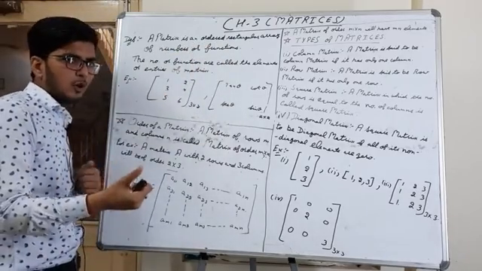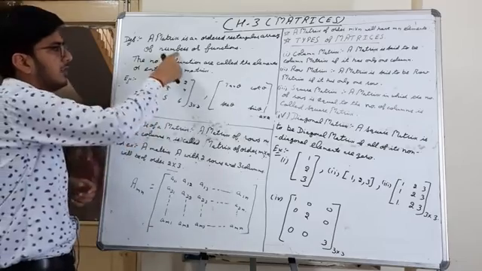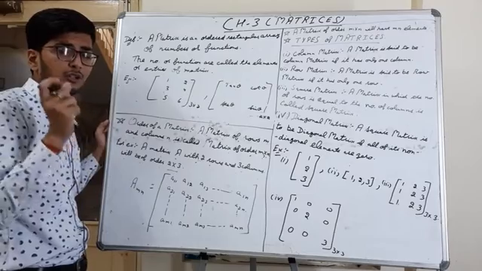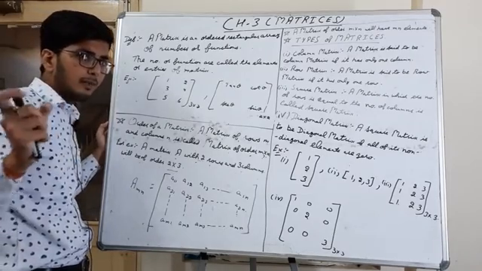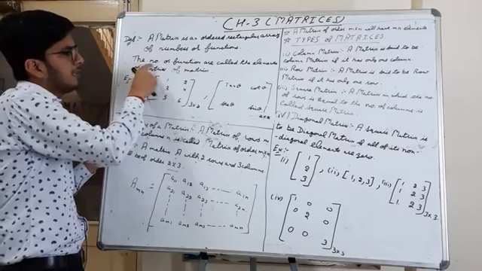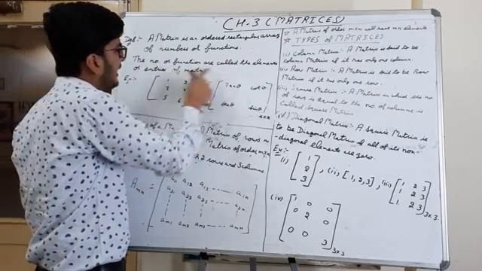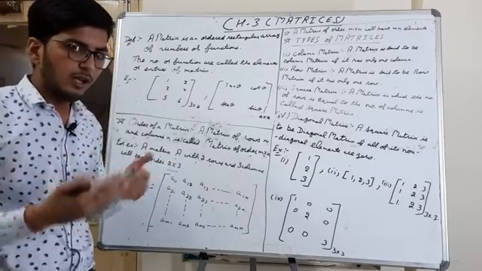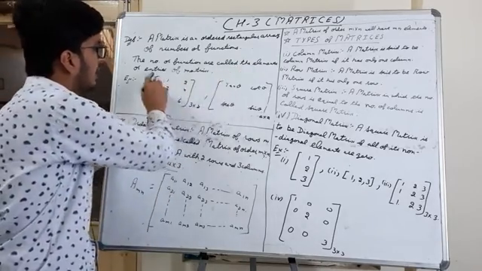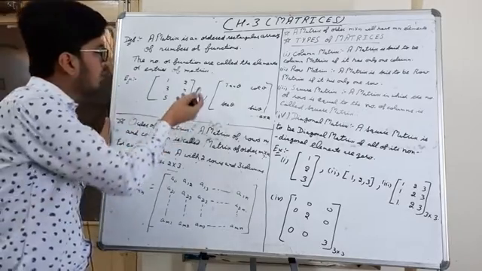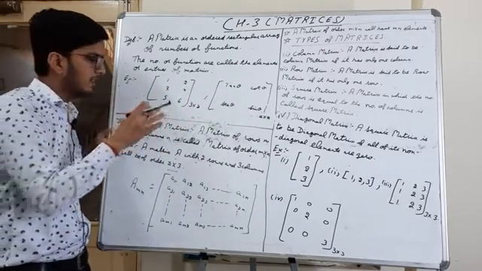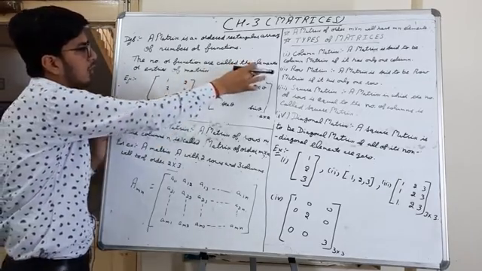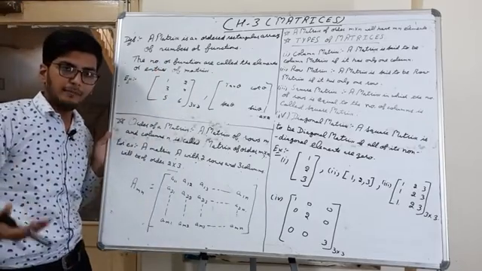So the elements of that matrix will be what? Numbers or functions, because it is an ordered rectangular array of numbers or functions. So that matrix will contain either numbers or functions. The numbers or functions are called the elements or entries of the matrix. The numbers which we will use in the matrix will be called elements or entries of that matrix.